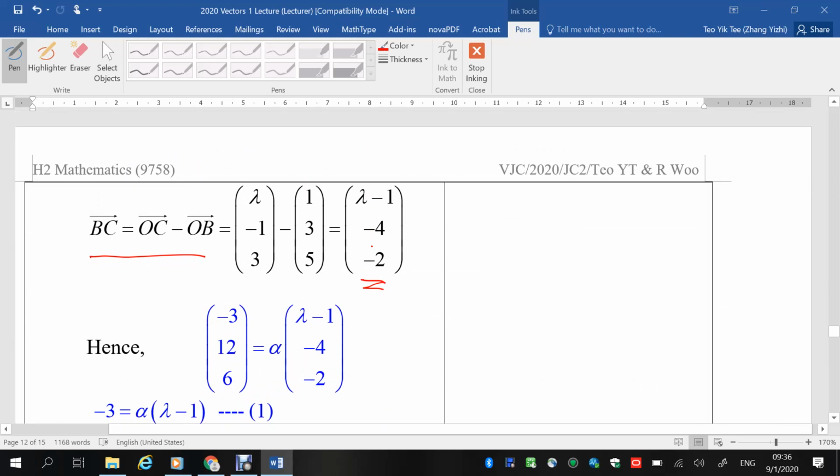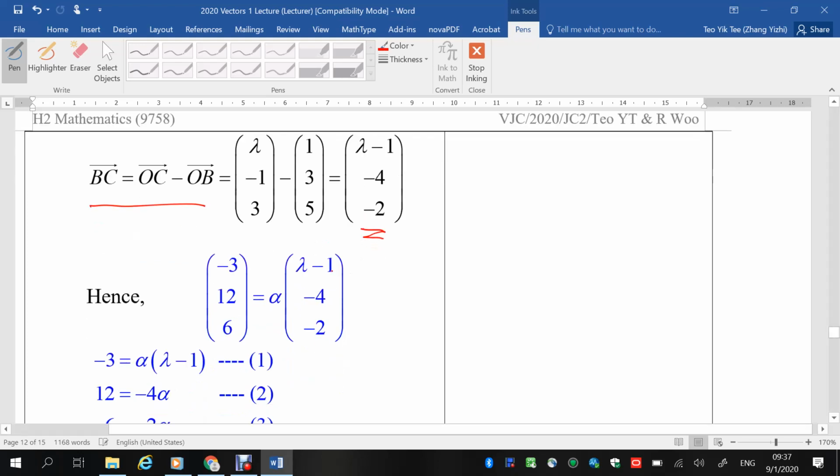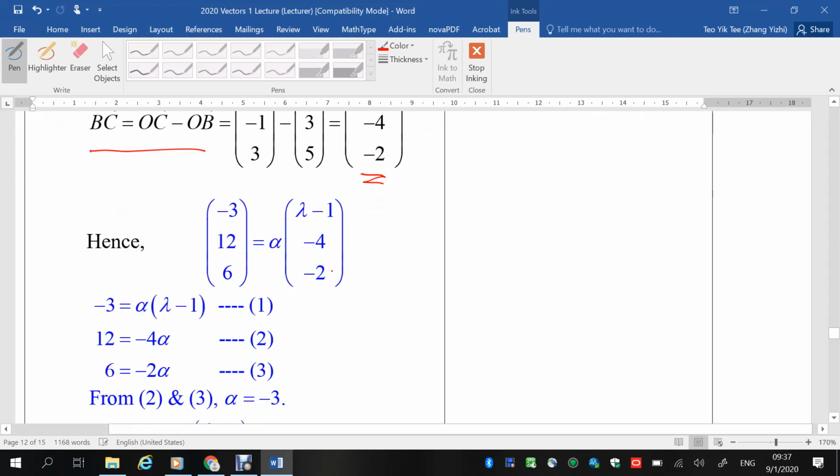This is the first time you see an equation like this, AB equals alpha BC. How do you solve this equation? How many unknowns are there? There are 2: alpha and lambda. The trick to handle a column vector equation is to look across horizontally. This one generates the first equation, second equation, third equation. If you look across horizontally, you generate 3 equations. I have 2 unknowns. 3 equations, enough? More than enough.